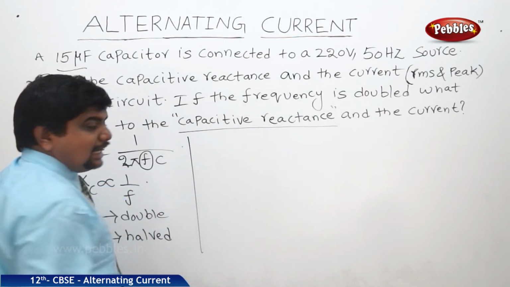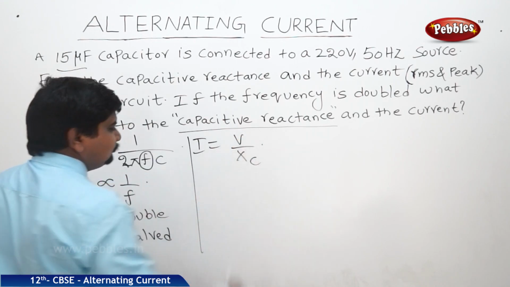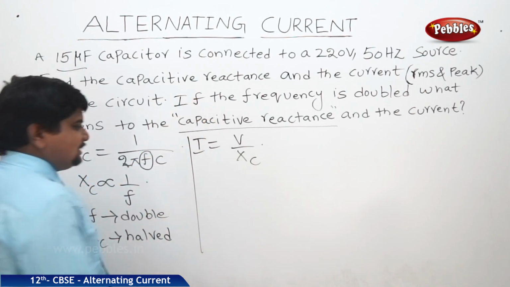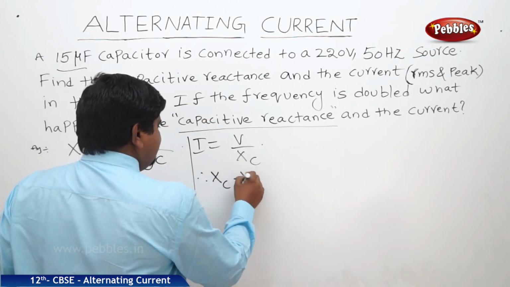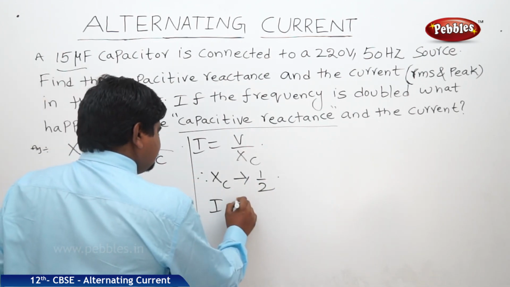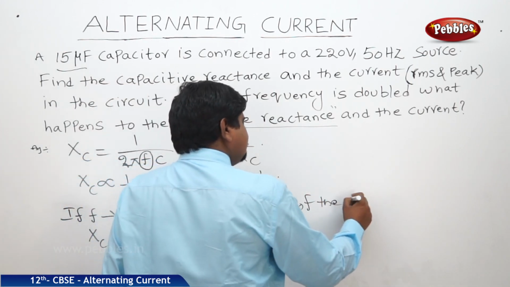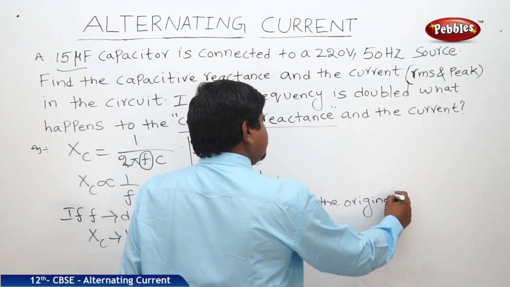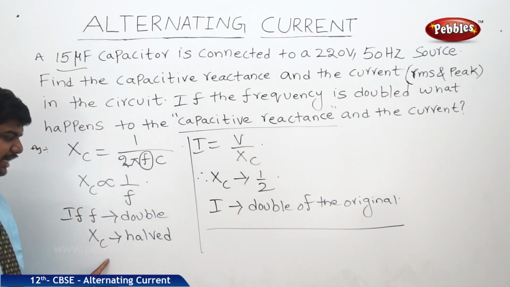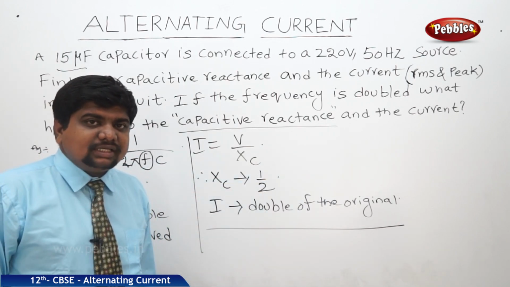What about the current? We have I is equal to V by Xc. Xc becomes half, which means the current will become twice. If Xc is half, since these two are related, the current becomes double the original. So if the frequency is doubled, the capacitive reactance becomes half and the current becomes double the original.